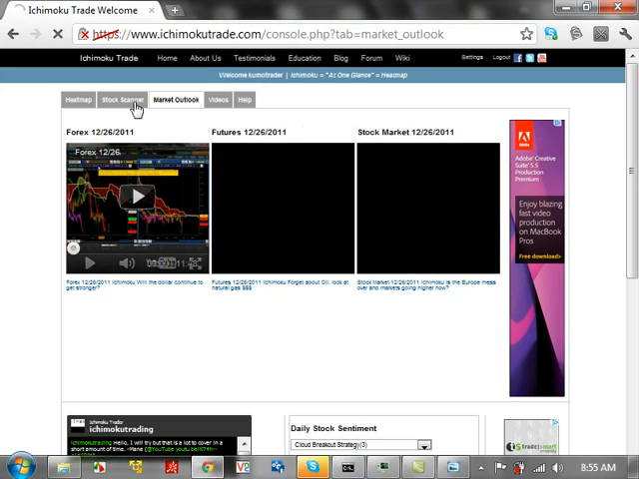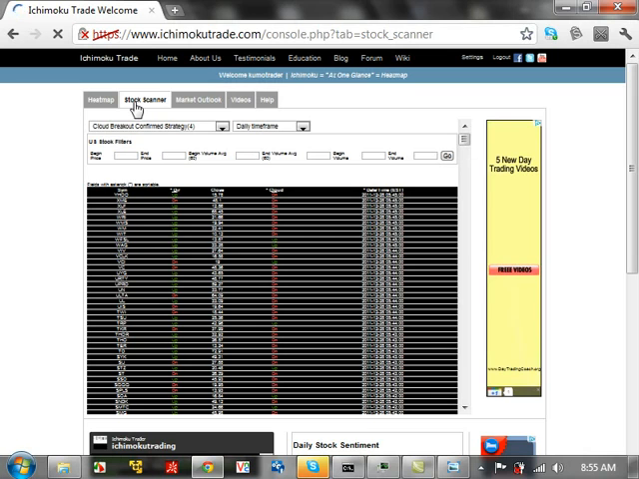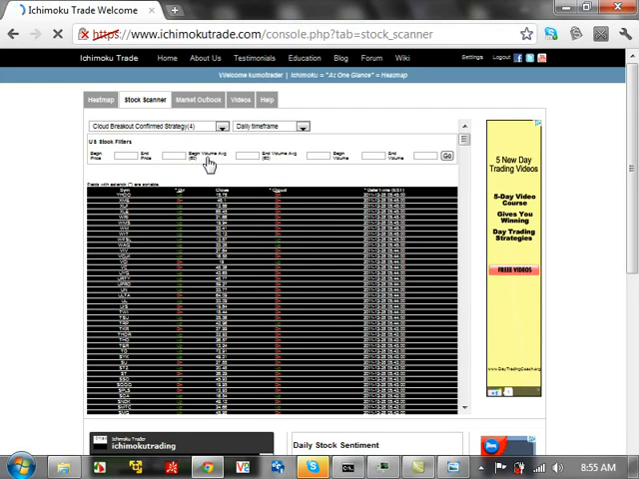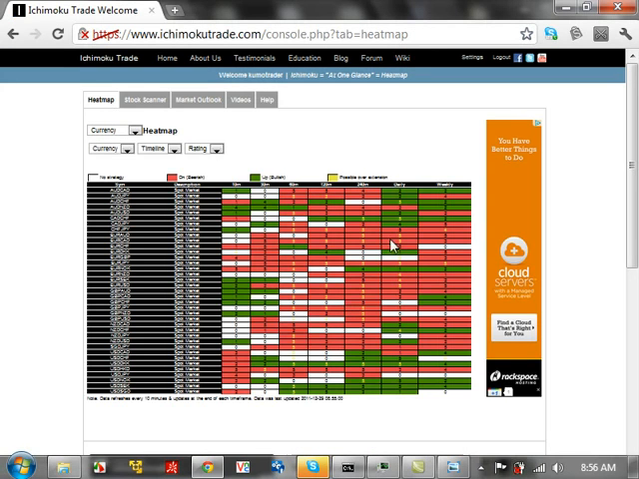Next, you're going to see the Ichimoku scanner for the stock side. Okay, we do have heat maps available for the stocks, but we do have a scanner here that will scan over 7,000 instruments for potential opportunities for you based on Ichimoku strategies, and we'll go through that in a minute. And then lastly, this is the key part. We have our Ichimoku heat map, and we'll go through our rating system in a minute too.